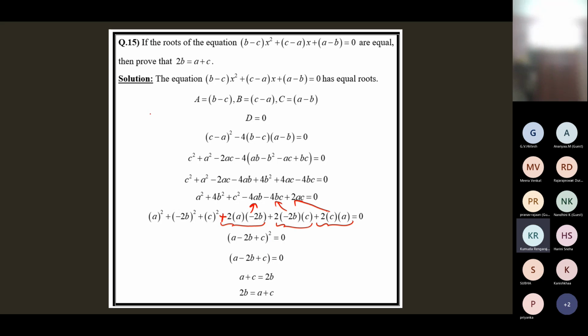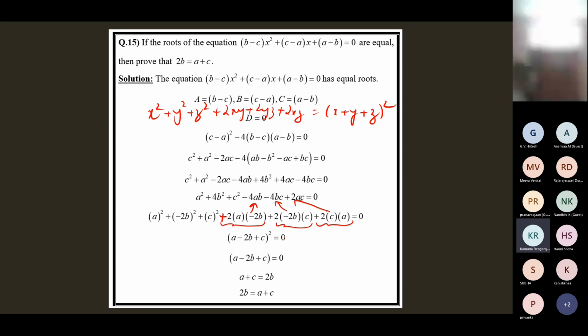So clearly, it's of the form x squared plus y squared plus z squared plus 2xy plus 2yz plus 2xz, which is equal to x plus y plus z the whole square. So it's nothing but a minus 2b plus c the whole square. All these six terms can be written in short as x plus y plus z the whole square, where x is a, y is minus 2b, and z is c.